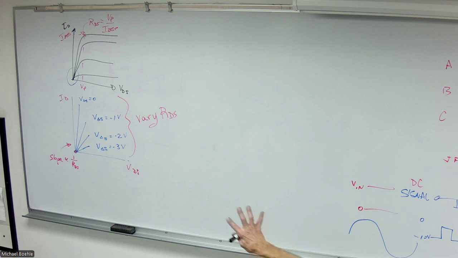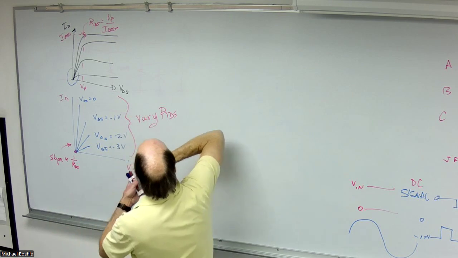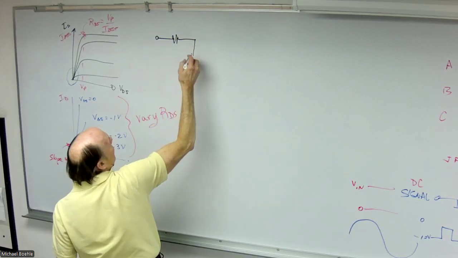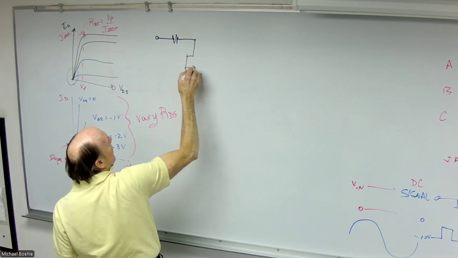Okay. Now you can combine this then. All right. So once you have this concept, we can just go ahead and, for example, put the JFET in here like this.